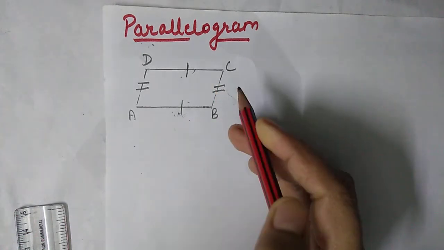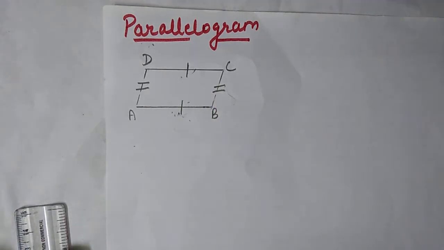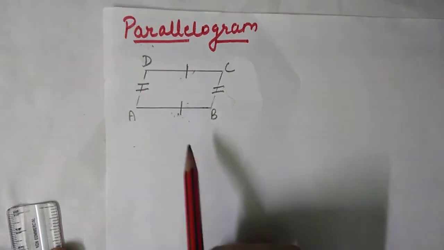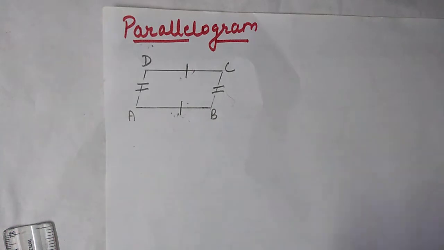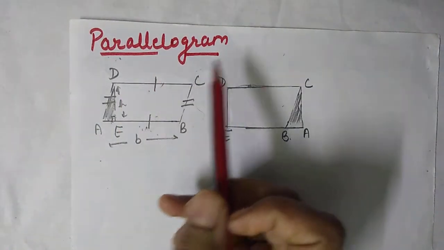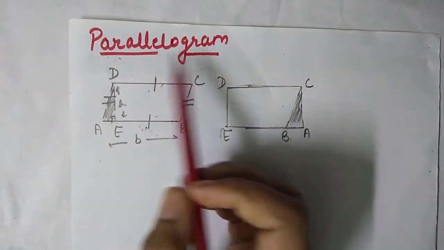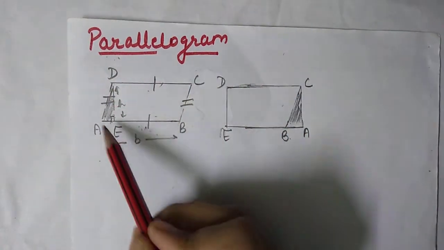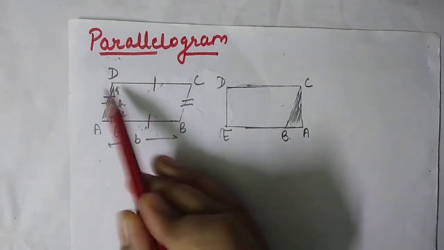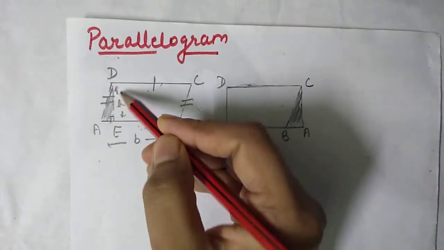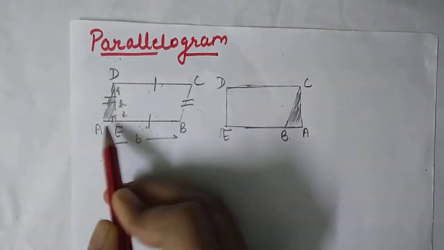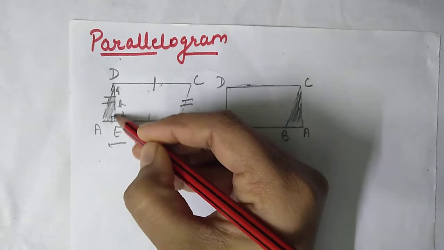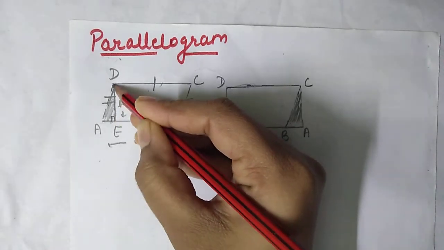Okay, now we will discuss how to find the area of a parallelogram. Now students, how will you derive the formula for finding the area of a parallelogram? So here, ABCD is a parallelogram. And if I drop a perpendicular from vertex D on this side, so this is 90 degree here, this will be your height.